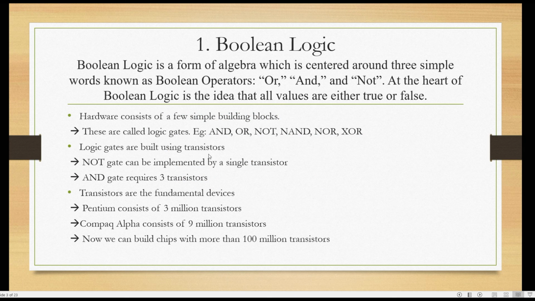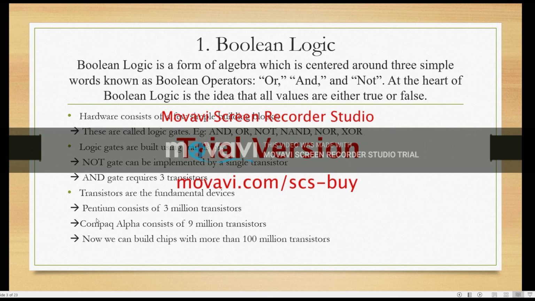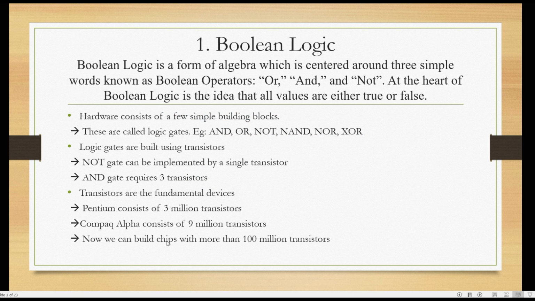Logic gates are built using transistors. A NOT gate can be implemented by a single transistor. An AND gate requires 3 transistors. Transistors are the fundamental devices. One chip consists of 3 million transistors, and so on. We have 9 million transistors in Compaq Alpha. Now we can build chips with more than 100 million transistors. That is how technology developed.